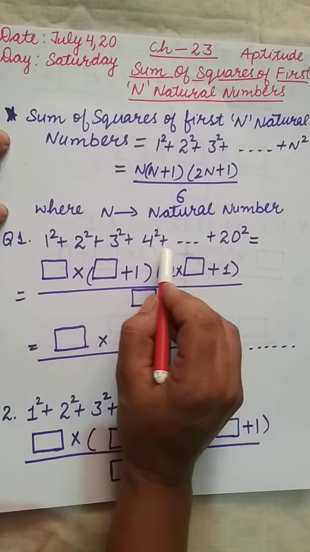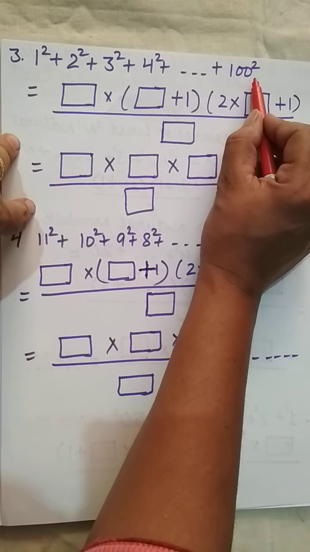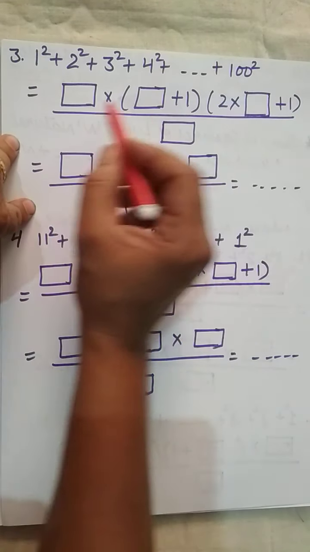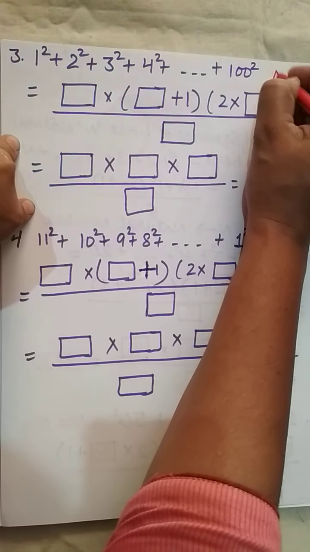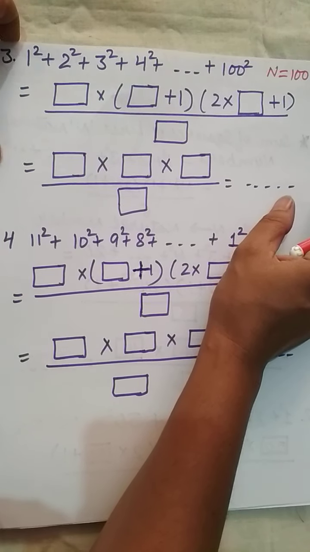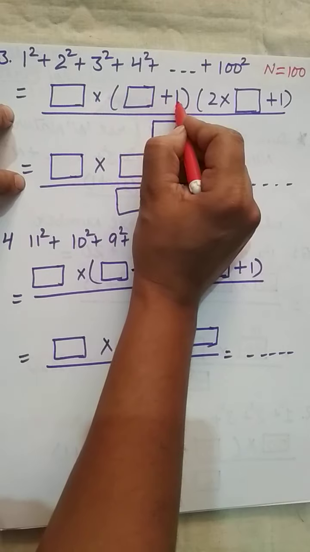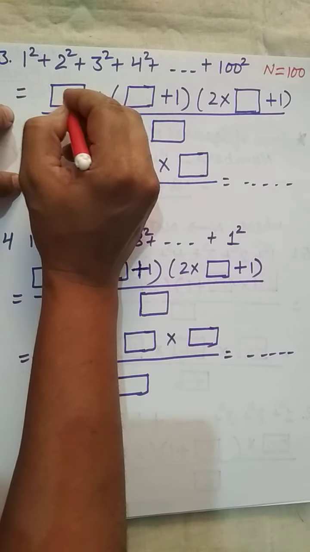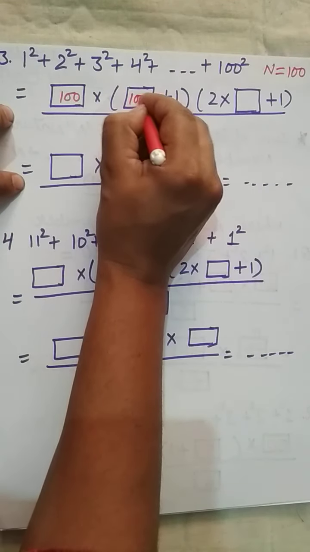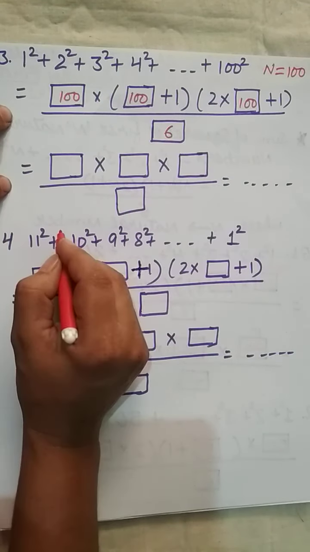Question number 3 is again same, and now you can see the sequence: square of 1 plus square of 2 plus square of 3 plus square of 4 plus up to so on square of 100. Now you can see from here the value of n is equal to 100. So I'll put the value of n in the question. Yes, this is n into n plus 1 into 2n plus 1. So here I will put 100, 100, 100 divided by 6. So here I'll write 6.